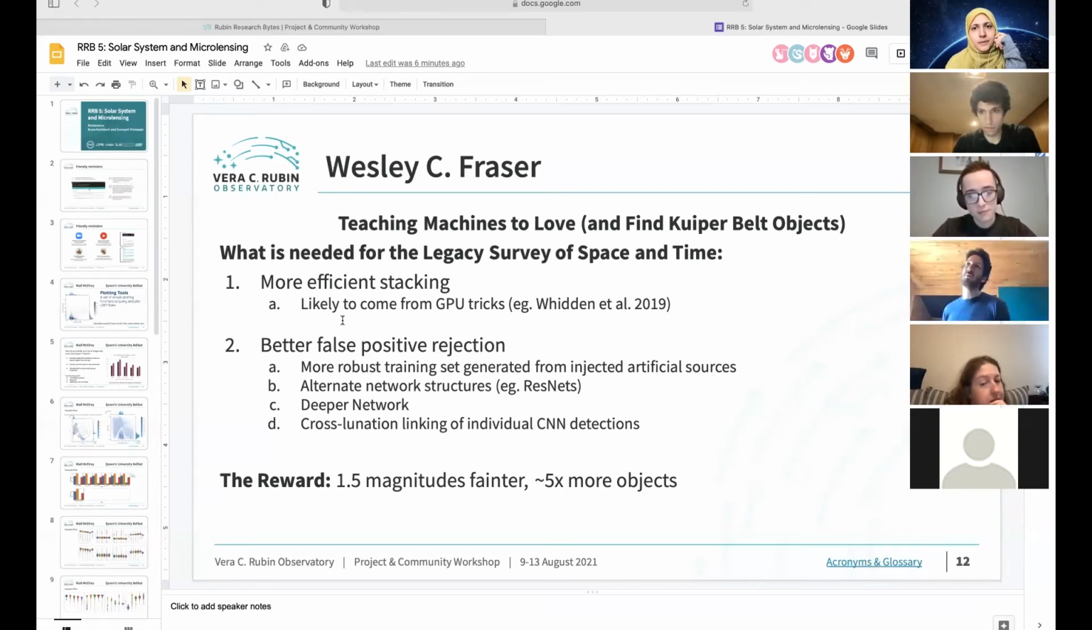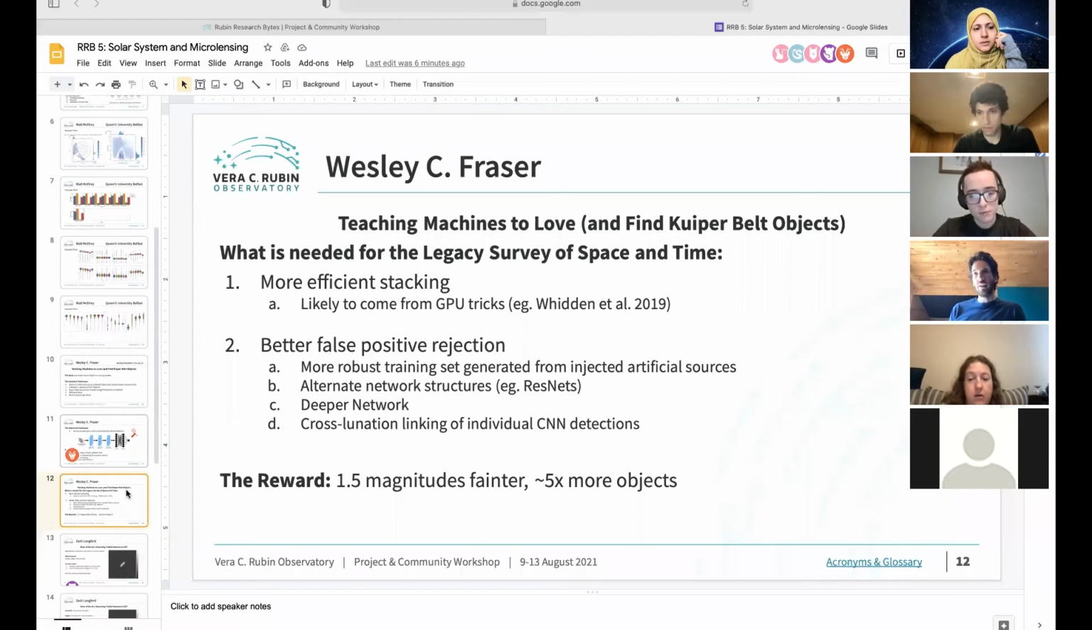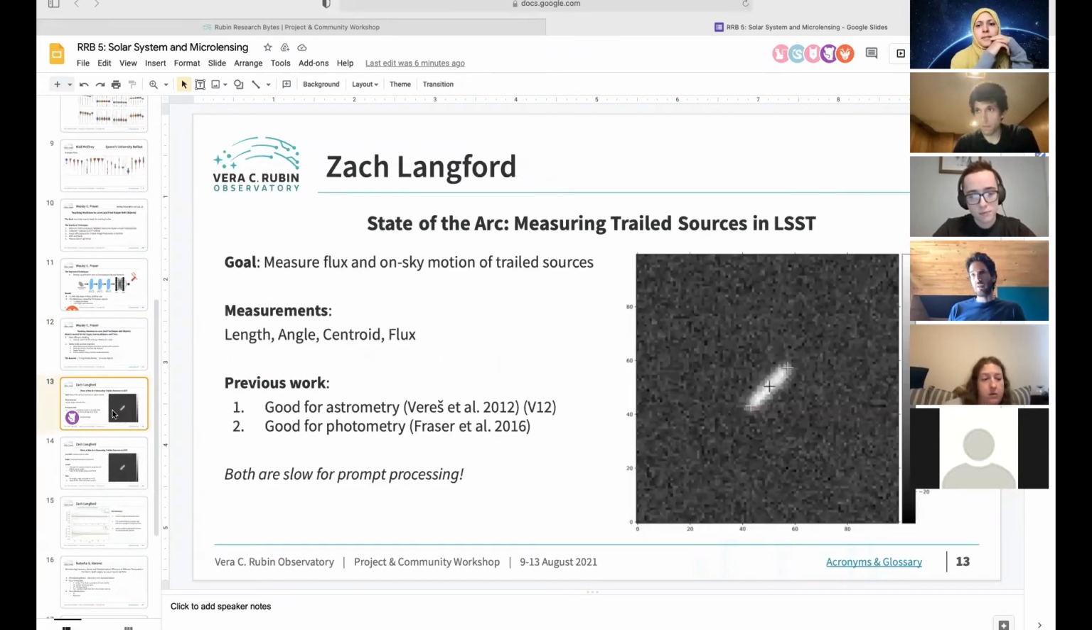Sure, yeah. Realistically, what you need is just a measurement of the adaptive moments for this method. Other than that, the Vera et al. 2012 model is effectively a full forward model for doing that, so that's the other thing that's implemented in LSST. If you don't have adaptive moments or centroiding, then you'd want to use the Vera et al. 2012. And if you want really good photometry, you'd use the Fraser 2016. Okay, thank you.